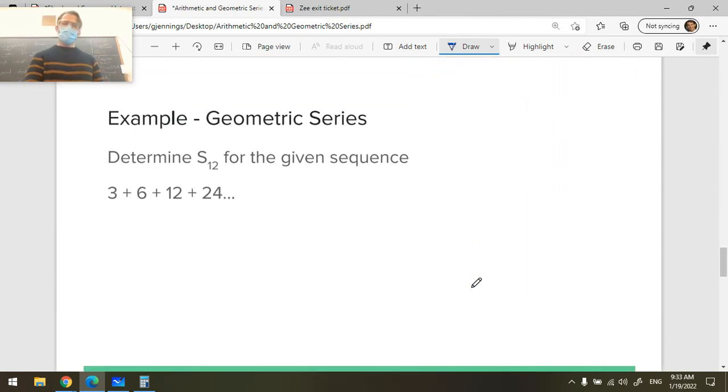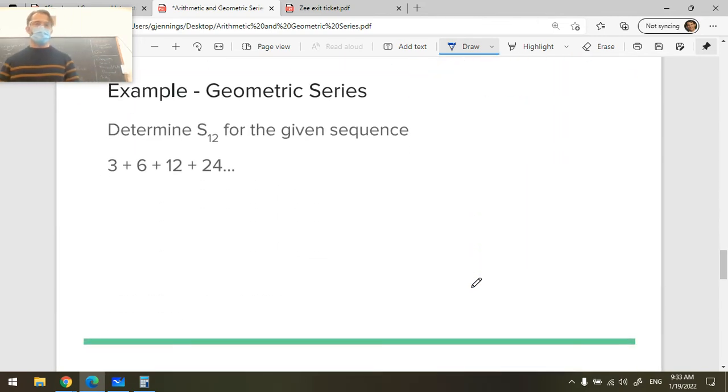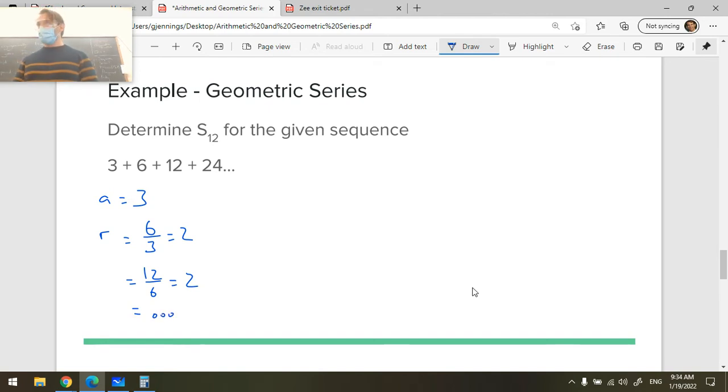What about for geometric sequences? Here, let's take a look at this series here. Well, I want to first analyze it and find my a, my r. a is the first term. That is 3. r, I find that by dividing two different terms. So 6 divided by 3 equals 2. Or I could have used other terms. 12 divided by 6 also equals 2. And 24 divided by 12 is, you get the idea, this is a geometric sequence. Okay? And I want to add the first 12 terms together.